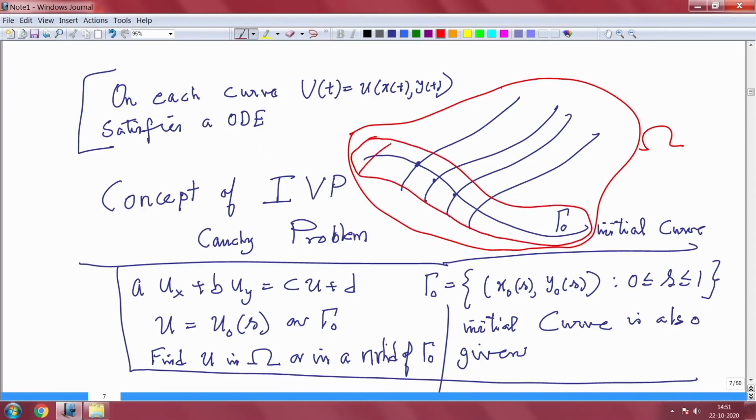So, you want to determine u locally. This is called the existence of a local solution. So, you want to do that.